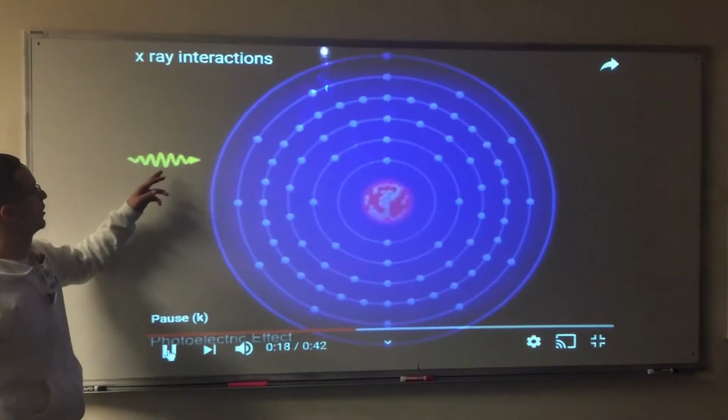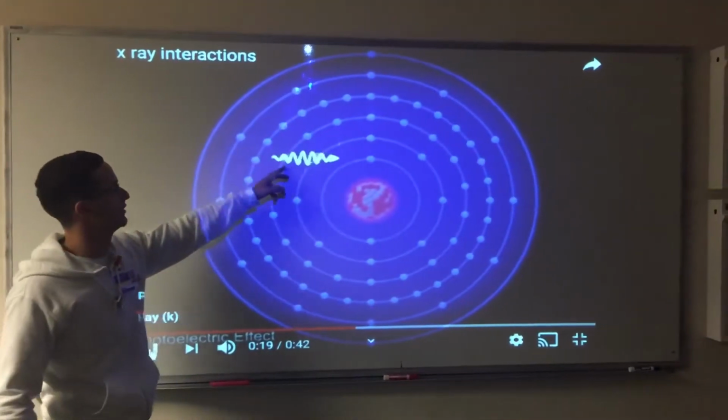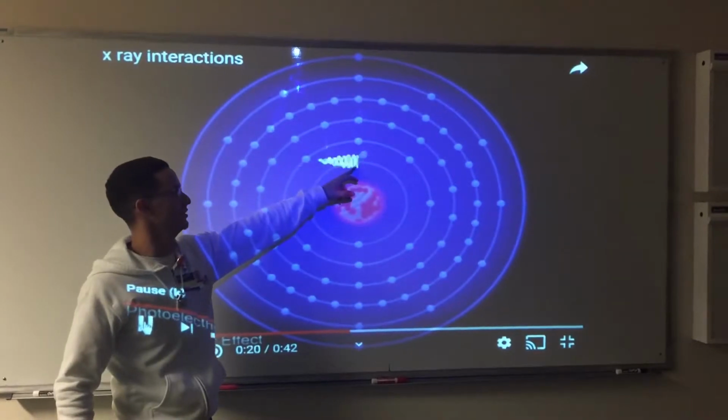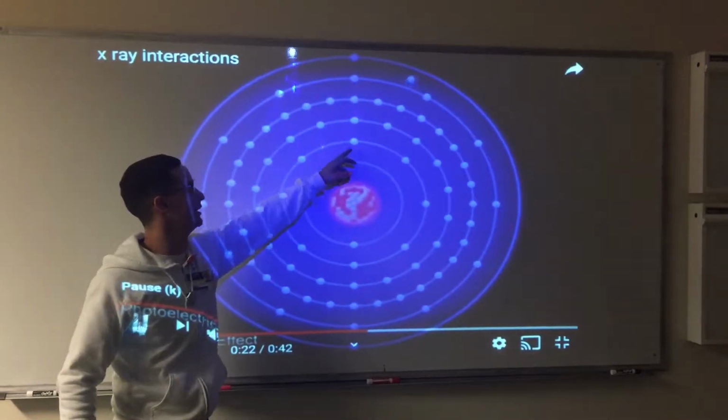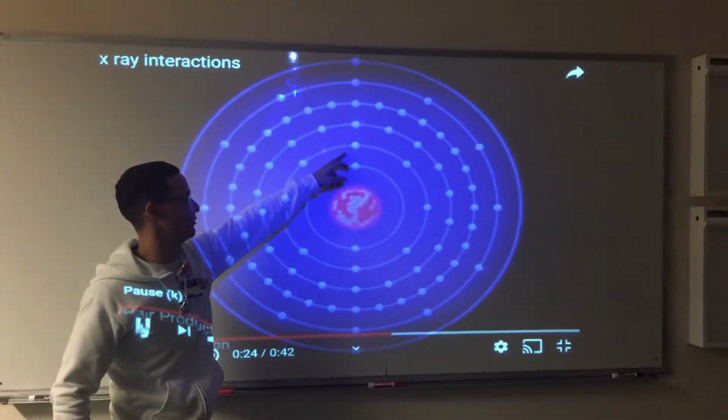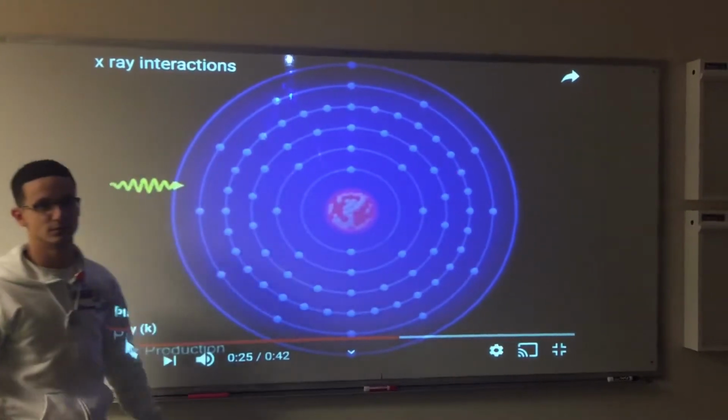An animation of the X-ray photon coming into the atom and ejecting the inner shell electron out of the atom. And you'll see here that it will be replaced by one of the outer shell electrons.